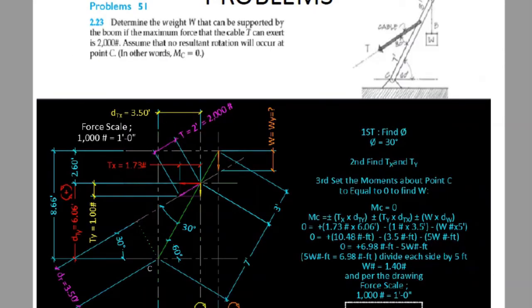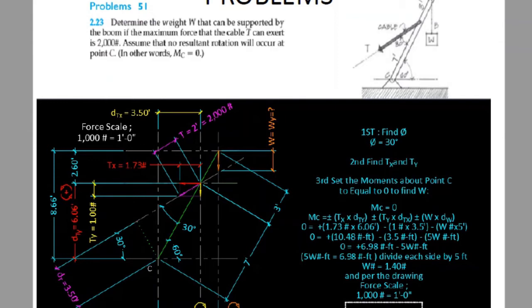Now let's look at problem 2.23. In this problem, we are to determine the weight W that can be supported by the boom if the maximum force that the cable T can exert is 2,000 pounds. We are to assume that no resultant rotation will occur at point C, or in other words, MC is equal to 0. First, we must find the correct theta that we will be working with. We find that theta is equal to 30 degrees.